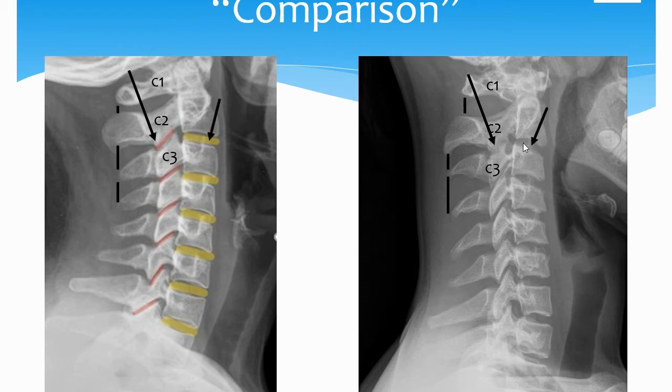Here's the disk space. Again, the disk space is normal here. But as you go down, you notice that at this point right here, because of the loss of the normal curvature of the cervical spine, you have more proximity in the back of the vertebrae bodies, and that definitely would be an indication to go for further study with the MRI.